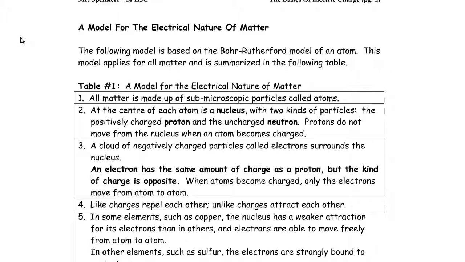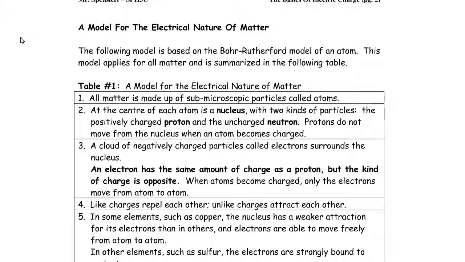Now let us review. All matter is made up of submicroscopic particles called atoms. These atoms are made up of three subatomic particles: protons, neutrons, and electrons. And although protons and neutrons are found in the nucleus of an atom, electrons are found in the negative cloud around this nucleus and are free to move around. Electrons are oppositely charged to protons, while neutrons are neutrally charged.